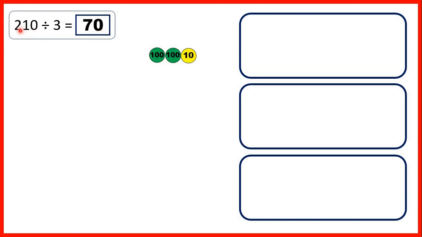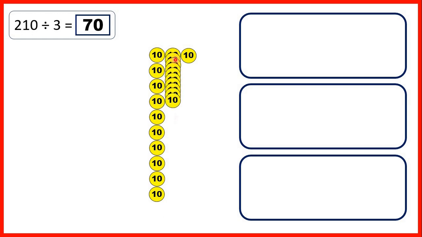And then we had 210, so that's 2 hundreds and 1 ten, and we were dividing by 3, so we can share these counters into 3 groups. But to do that, we first need to exchange. We can't have 100 in the first group, then 100 in the second group, but only 10 in the third group, because when we divide, we need to make equal groups. So instead, we can exchange each of our 100 counters for 10 tens.